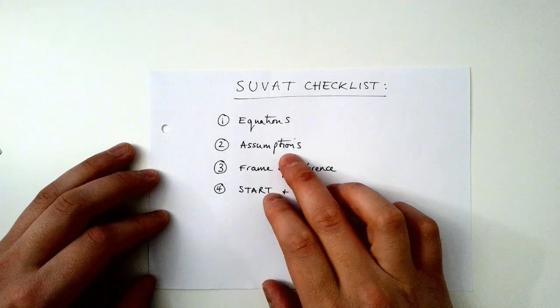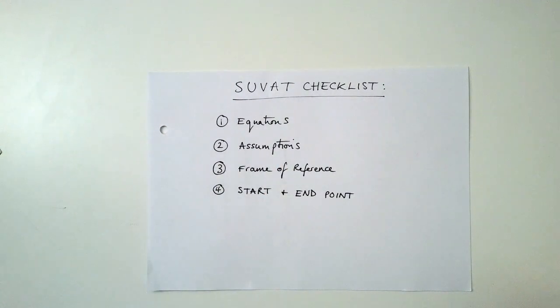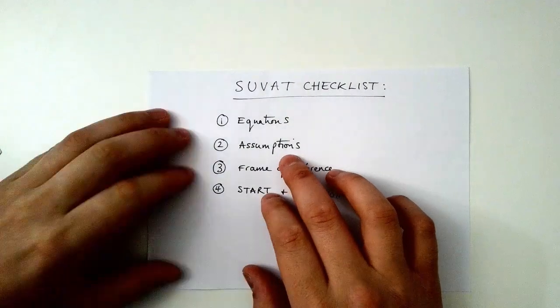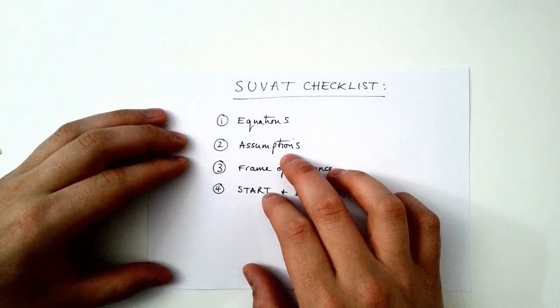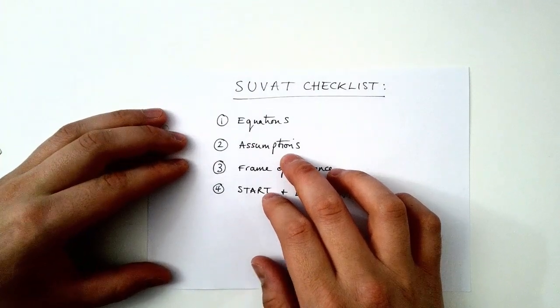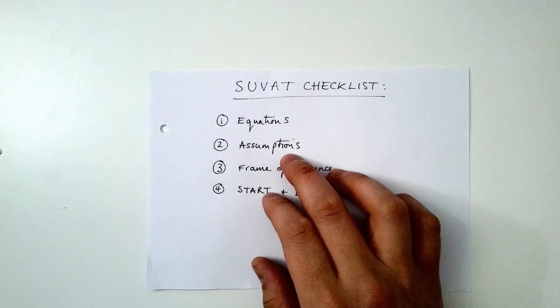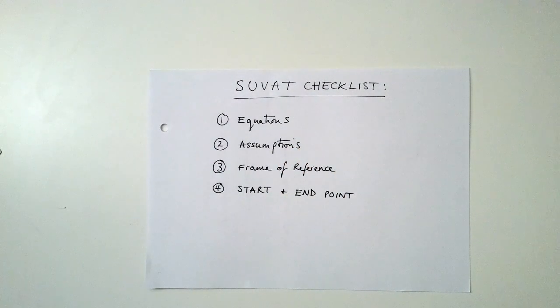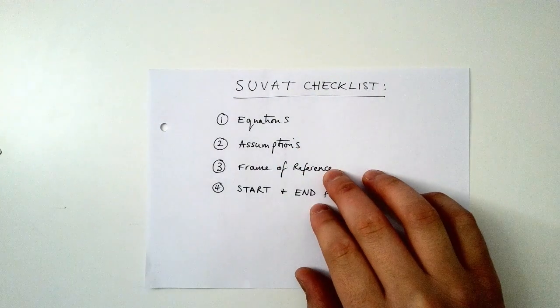Then the assumptions. Well, the assumption is that it's constant acceleration and also that it's one-dimensional, meaning if you have a projectile, you have to resolve horizontally separately to the vertical direction.